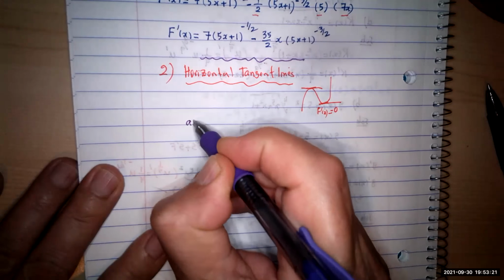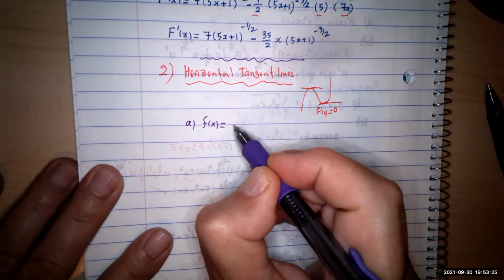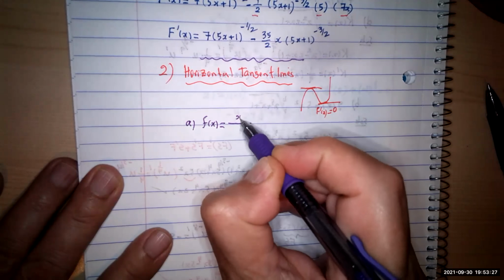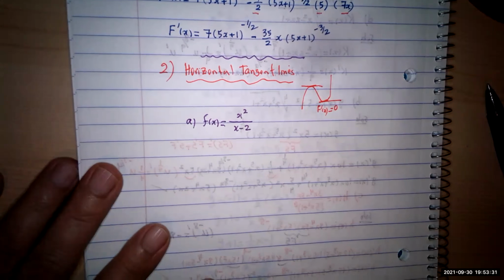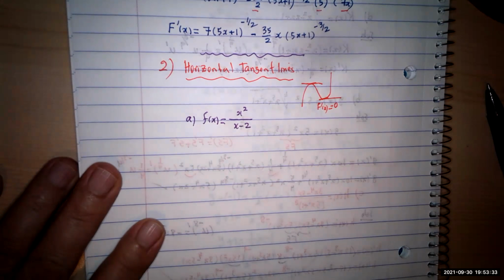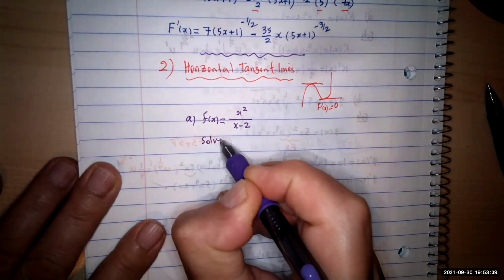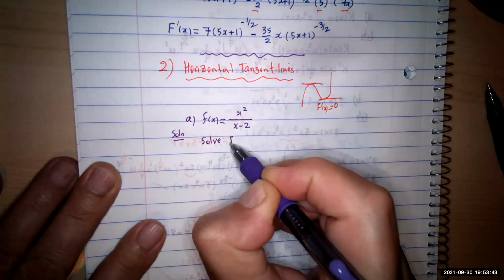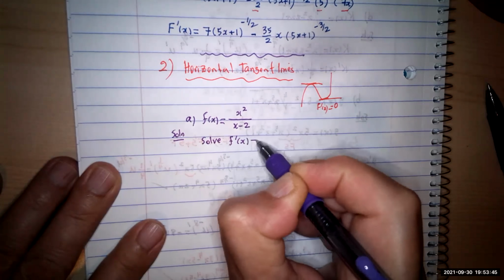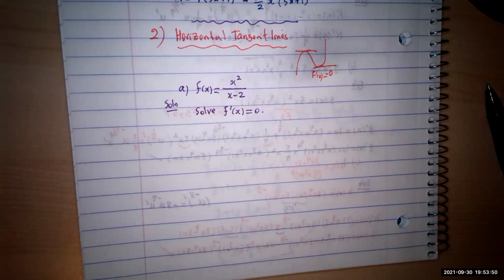So let's try, we just run your algebra here. These functions are going to be used in the future quite a lot. So that would be x squared over x minus 2. That's the first one. You want to check if you have a horizontal tangent line. So what you have to do is solve the equation f prime of x equal to 0, because the slope must be 0.